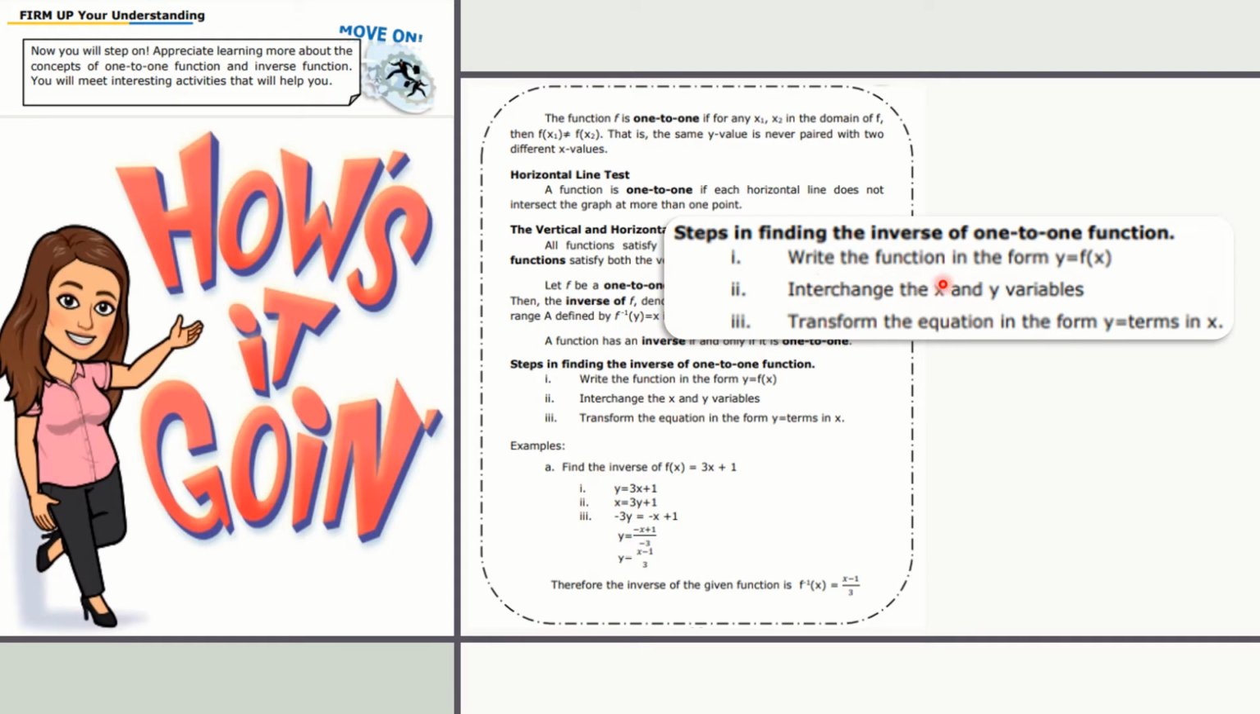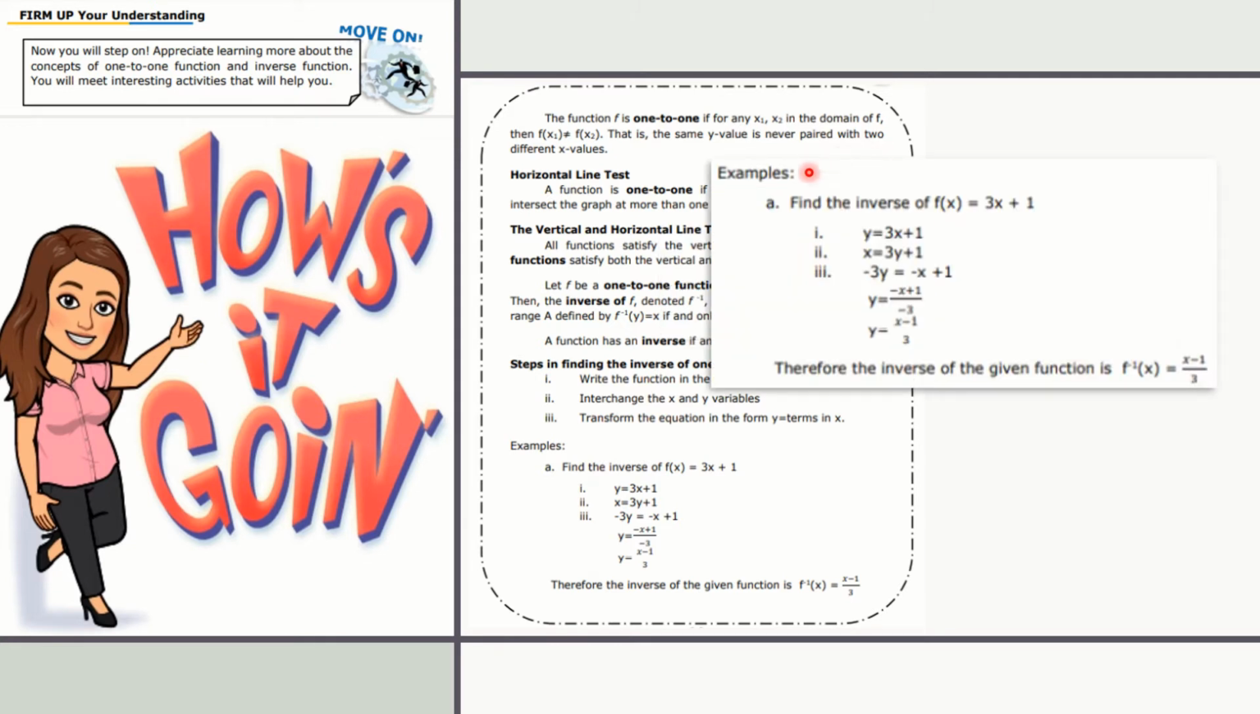So first step is to write the function in the form y is equal to f of x. Second, interchange the x and y variables. Third, transform the equation in the form y is equal to terms in x. Let us look closely at example A. The first step is to write the function in the form y is equal to f of x. That is why we have y is equal to 3x plus 1. Interchanging x and y, we have x equals 3y plus 1.